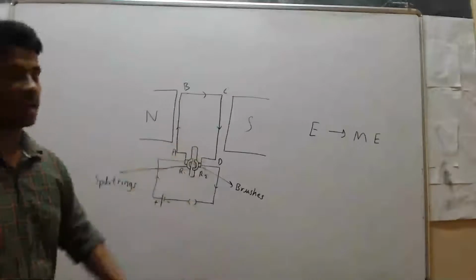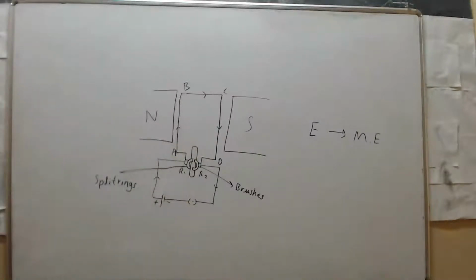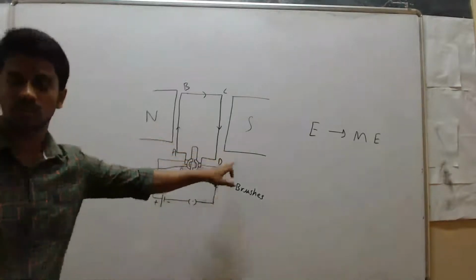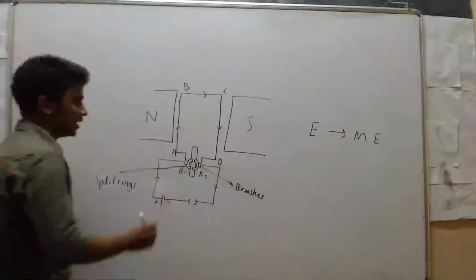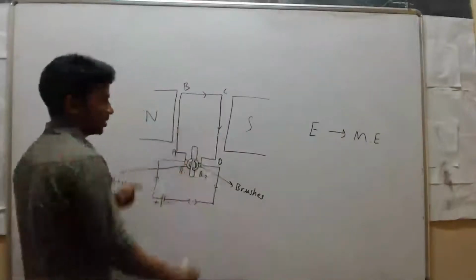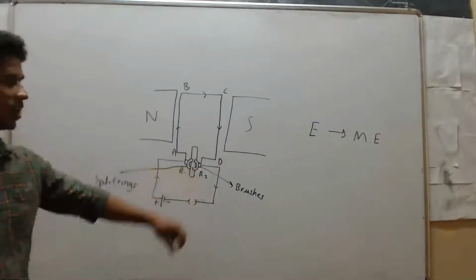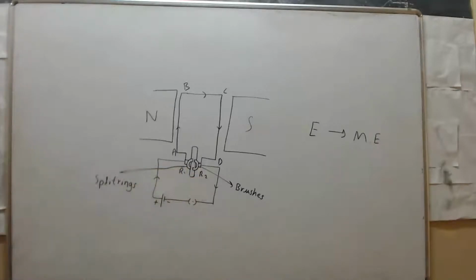Armature ABCD is a current carrying coil. Next, field magnets. These two are north and south, these two are field magnets. The direction of the magnetic field is from north to south in this direction. Next, split rings. Split rings are commutators. We can call these two split rings commutators.